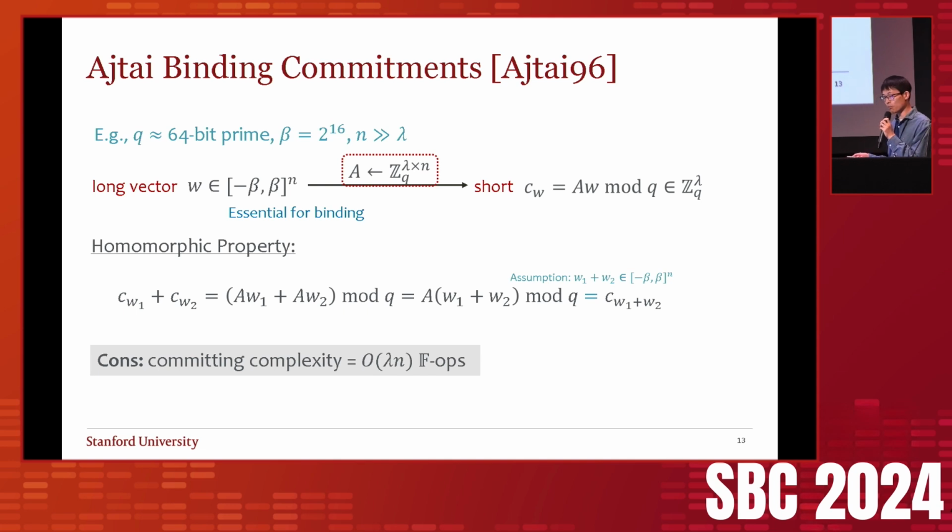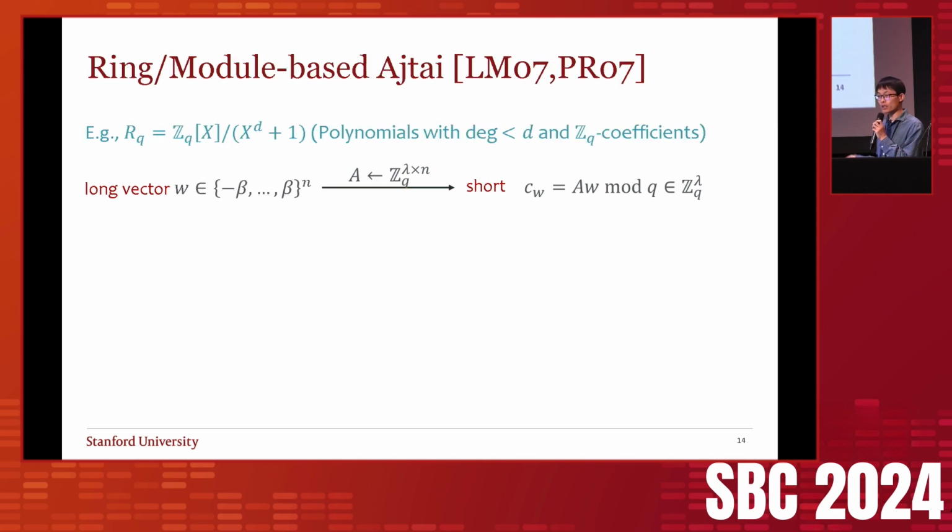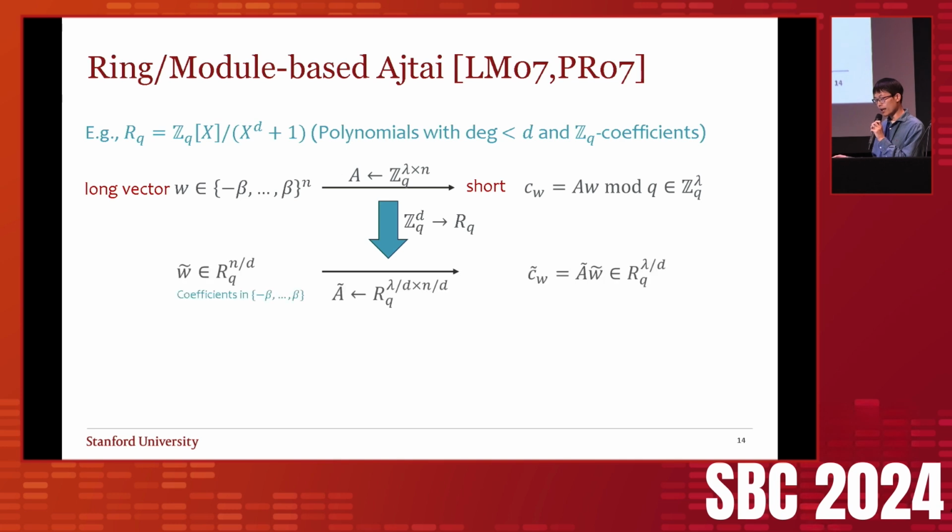Okay, so at this point, the committing complexity is still not very efficient. It takes lambda times n small field operations. But we can do much better by using a variant of it. And here we'll introduce a new object called polynomial rings, or RQ. Roughly, it is the set of polynomials that have degree less than d with ZQ coefficients, modulo some polynomial like x to the d plus 1. And now the idea here is very simple and very similar to before. The only change is that we'll view the previous scheme in a slightly different way. The idea is that we'll view every vector of d ZQ elements just as the coefficients of a single polynomial ring element.